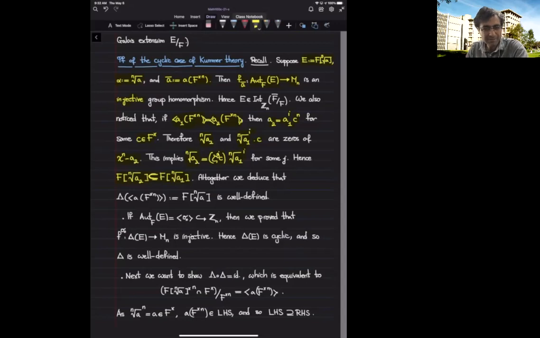Now, I have symmetry between A1 and A2, so I can flip the order of this inclusion and deduce that they are indeed equal. So altogether, we get that this function lambda that assigns to the cyclic group generated by the coset represented by A, the field that's generated by the nth root of A together with the base field, is a well-defined function.